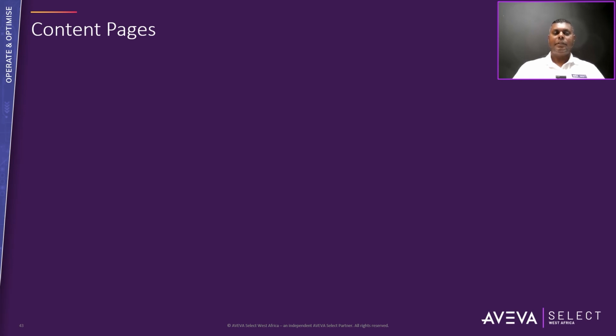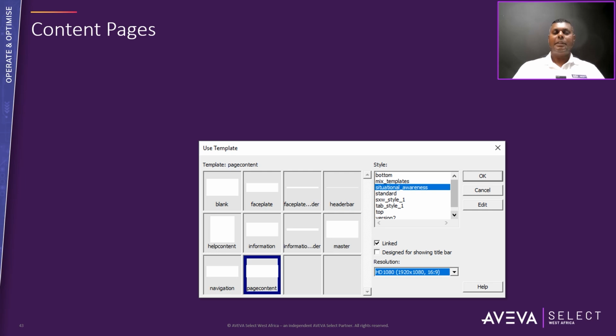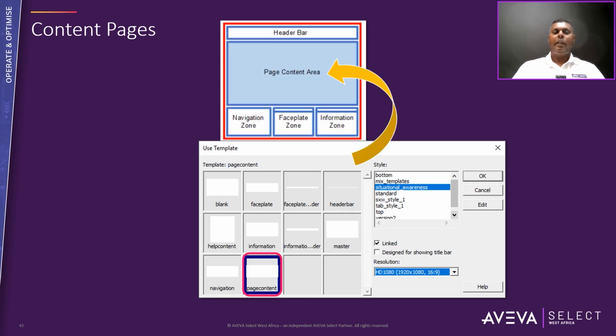Creating content pages. Content pages display the user-created content that represents a production process or overview. With the situation awareness project, it is recommended that you create content pages that are sized according to the pane in which they will appear. In a default starter project, this is the page content area.